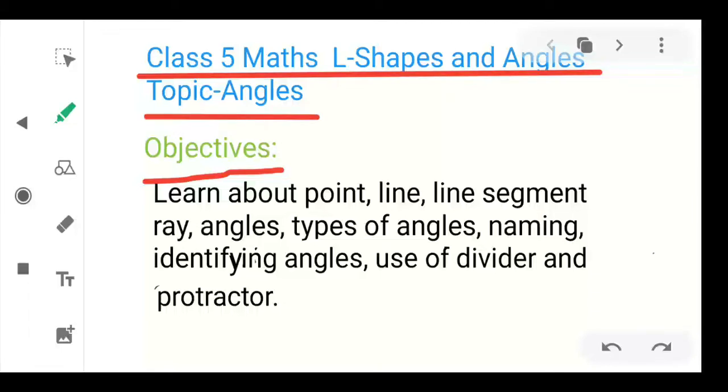Hello everyone, class 5 maths lesson 2, shapes and angles, and the topic is angles. Objective of this session is to learn about point, line segment, ray, angles, types of angles, naming and identifying angles, and to be familiar with the divider and the protractor.